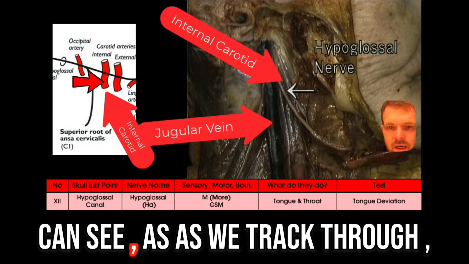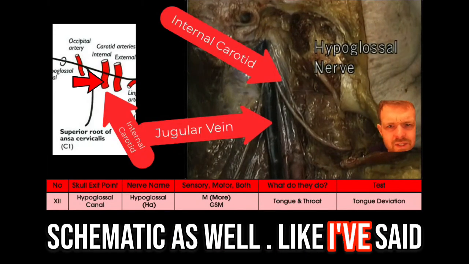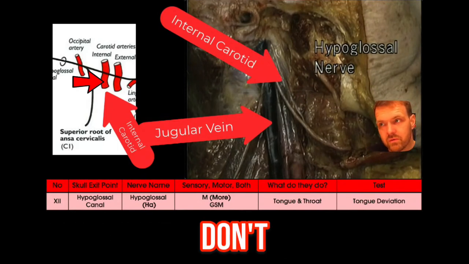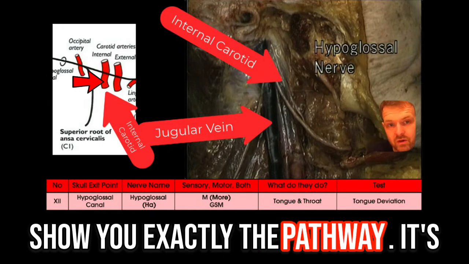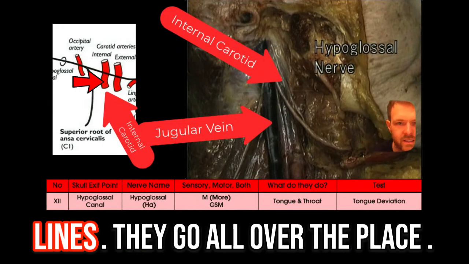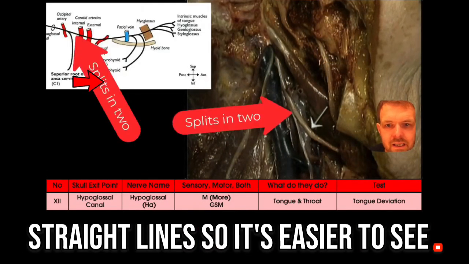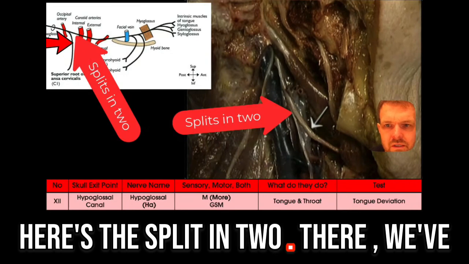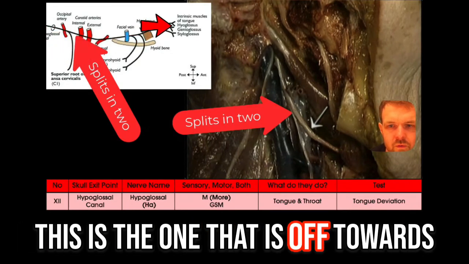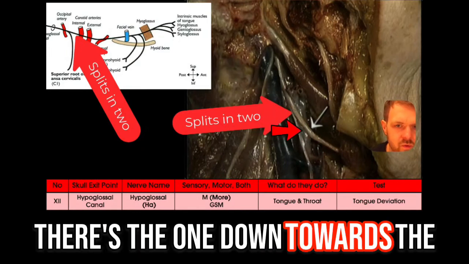You can see as we track through, and I'll try and follow it on the schematic as well. Like I've said before, the schematic drawings don't show you exactly the pathway. It's like the tube map, so the trains don't go in straight lines, they go all over the place, but they make it look like they're in straight lines, so it's easier to see. Here's the split in two. So there we've got a descending branch, and then this is the one that is off towards the tongue. There's the one off towards the tongue, and then there's the one down towards the throat.